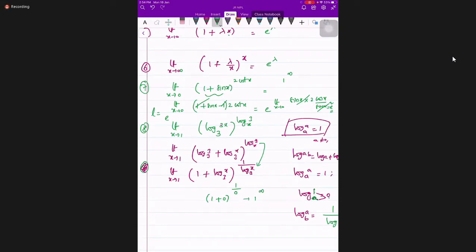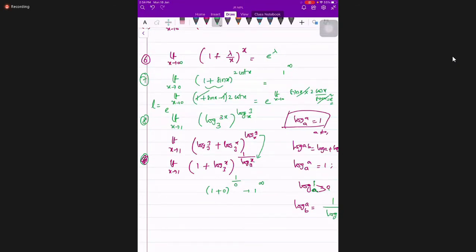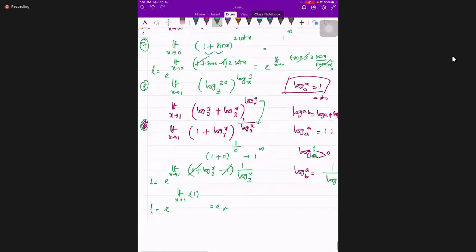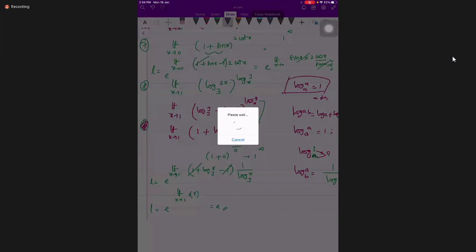Then what to do? It's in the form of 1 power infinity. So e power limit x tends to 1 of f of x minus 1 into g of x, into log. So e power limit x tends to 1, plus 1 minus 1 cancel. 1 only left, no? Then the answer is e, right? Next.